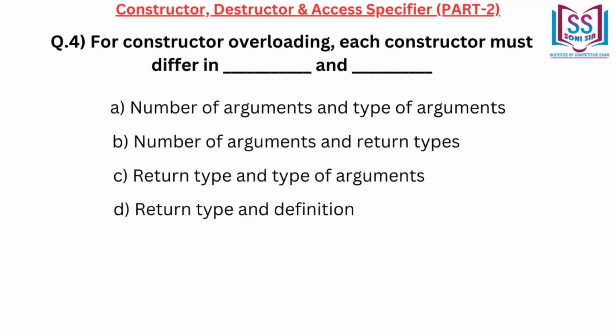For constructor overloading, each constructor must differ in dash and dash. A. Number of arguments and type of arguments. B. Number of arguments and return type. C. Return type and type of arguments. D. Return type and definition. Correct answer A. Number of arguments and type of arguments.